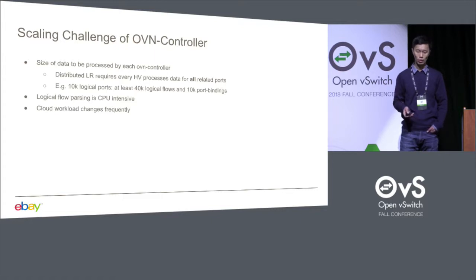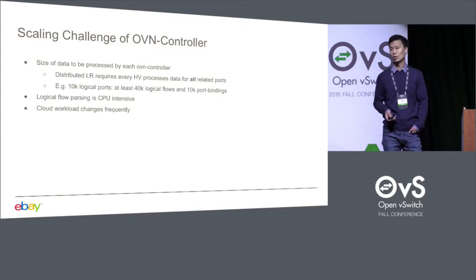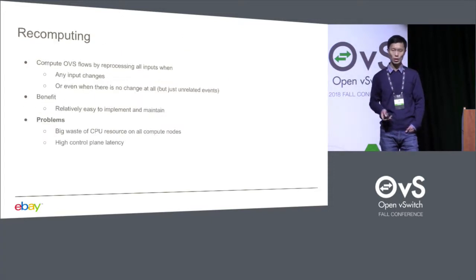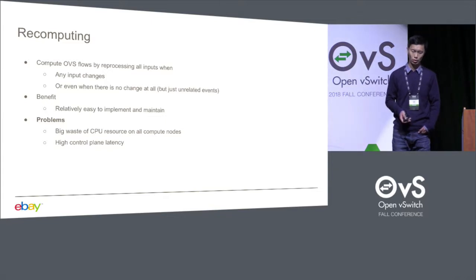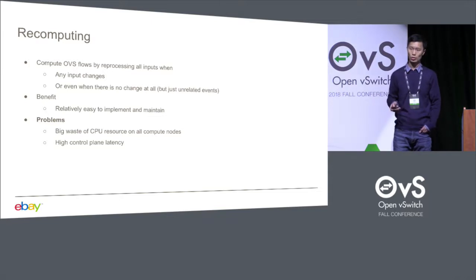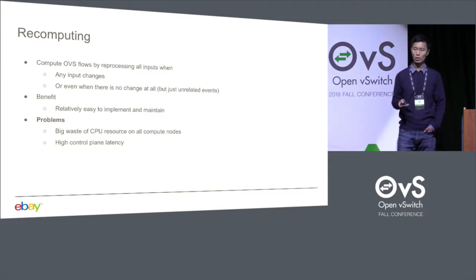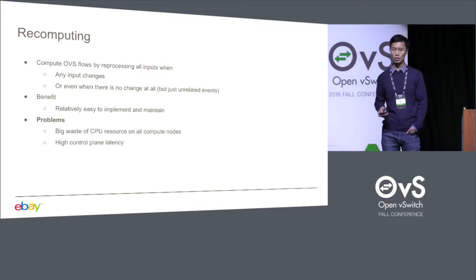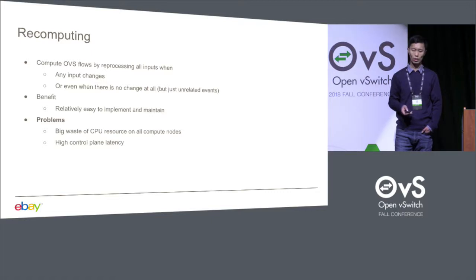Secondly, the logical flow parsing is very CPU intensive. And thirdly, the cloud workload changes frequently, like VMs booting and containers going up and down. So this is a pretty dynamic control plane. The current implementation of the OVN controller always recomputes everything whenever anything changes in the input. Even if there's no change at all, but just some event triggers the main loop, it will do all the calculation from beginning to end. So it takes a long time.